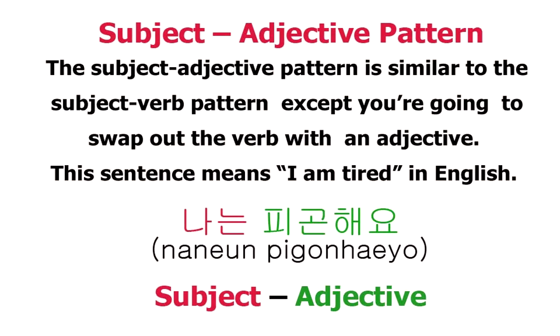The subject-adjective pattern. The subject-adjective pattern is similar to the subject-verb pattern, except you're going to swap out the verb with an adjective. Example: 나는 피곤해요. This sentence means I am tired in English. As you can see, we only have a subject at the beginning and at the end, an adjective.